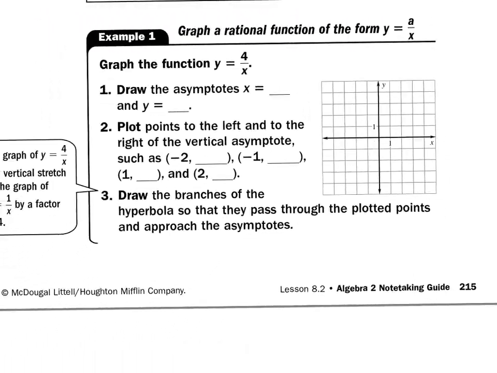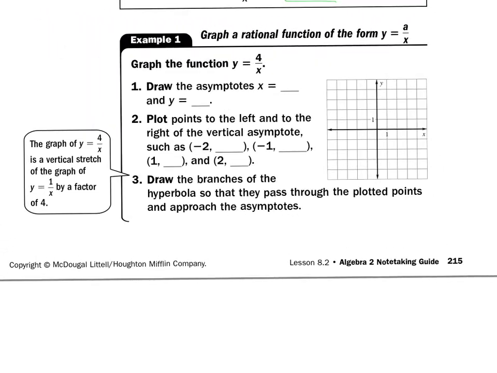So let's take a look at what that might look like in graphing form. When I graph the function y equals 4 over x, I can draw my asymptotes right away. Remember, my asymptotes were x equals 0 and y equals 0. I'm going to put these in red. My asymptotes are going to be right here and right here. Red meaning stop, you can't go there.